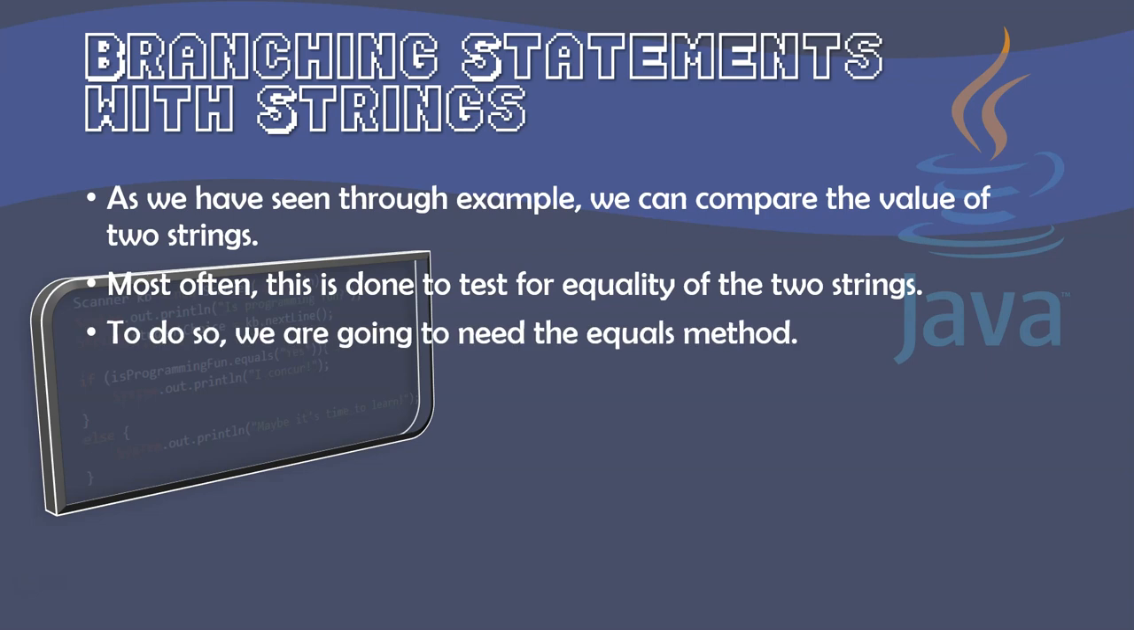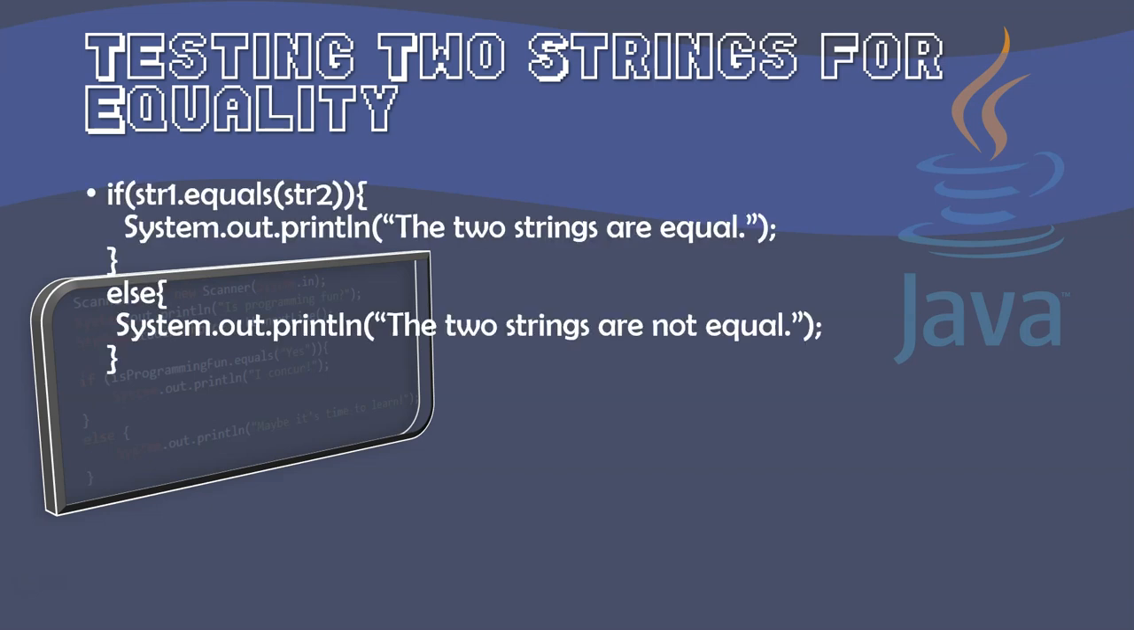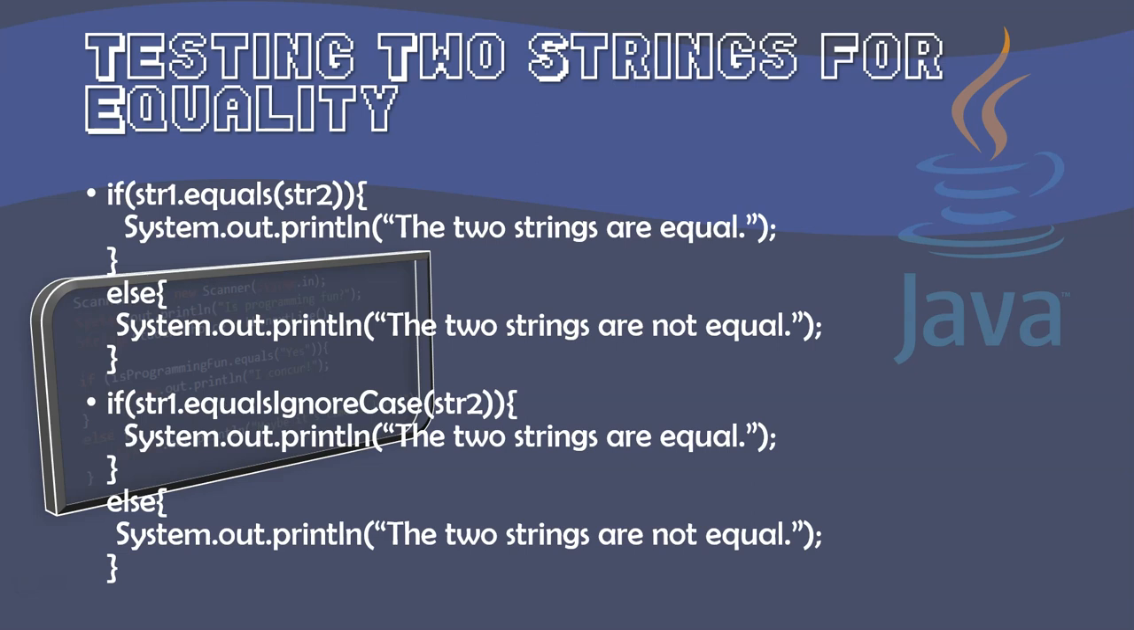And the way we do this is with the equals method that is part of the string class. Anytime we use a string, we can use the equals method to say, is one string equal to another string? When we test two strings for equality, the two ways we can do that are with the equals method, or with the equalsIgnoreCase method. You'll notice that when we compare strings, we're not using equals equals like we did with a numeric type. That's one of the biggest things to remember: with a string, we're using dot equals and not equals equals.